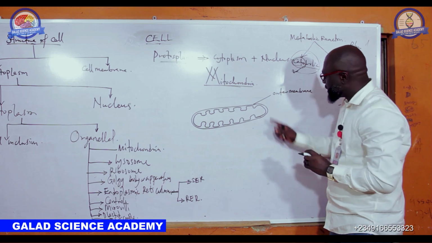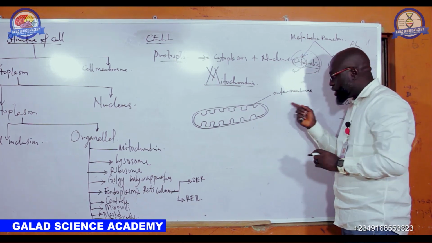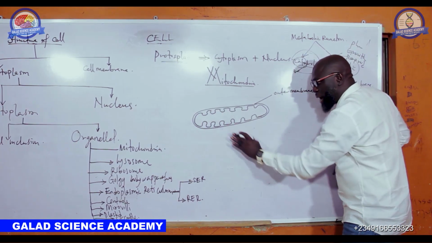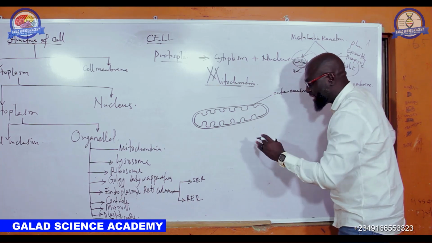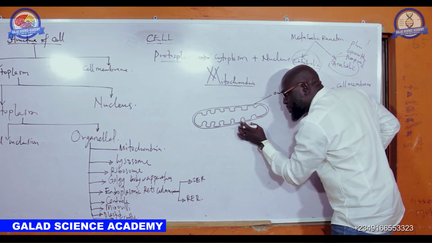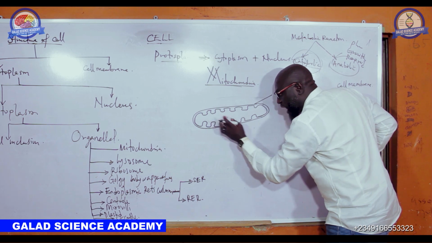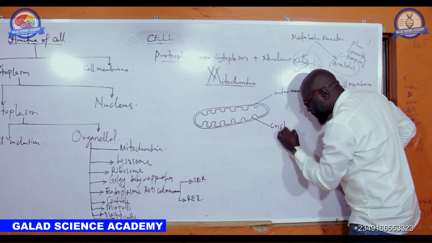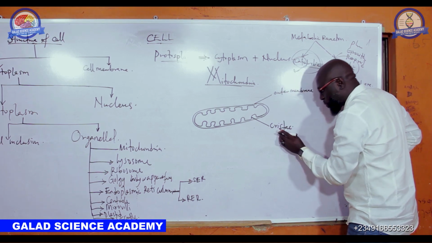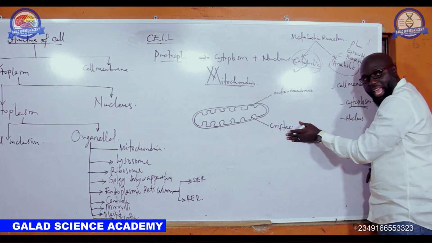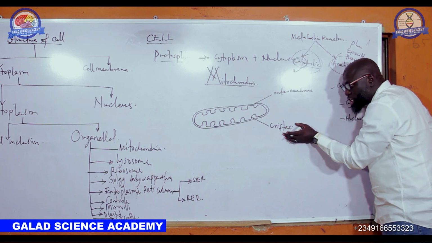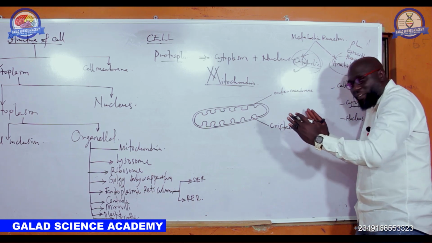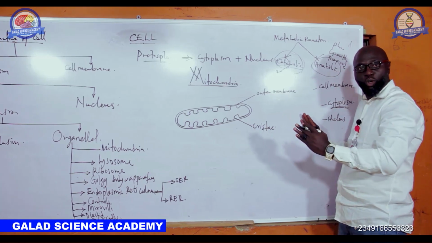You can observe that the outer membrane is smooth, and the inner one is folded, like a finger. And this inner membrane of the mitochondria, we call it the cristae. The function of the cristae is to increase the surface area of the mitochondria.